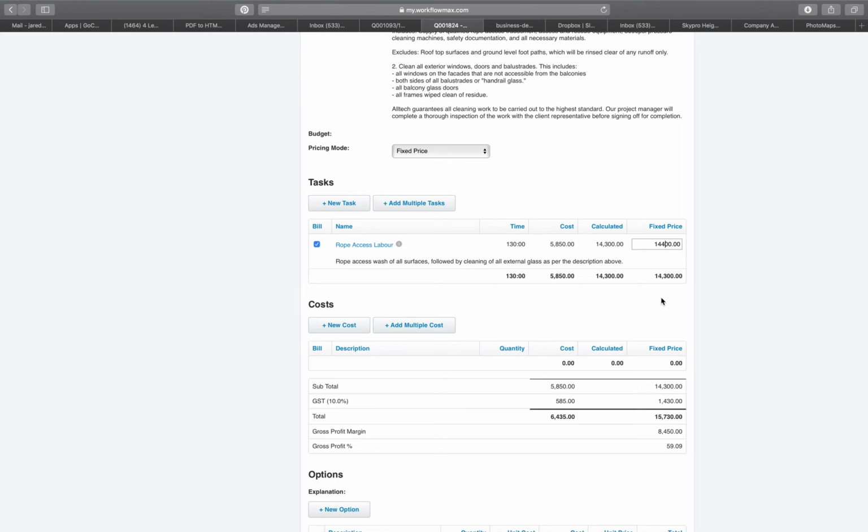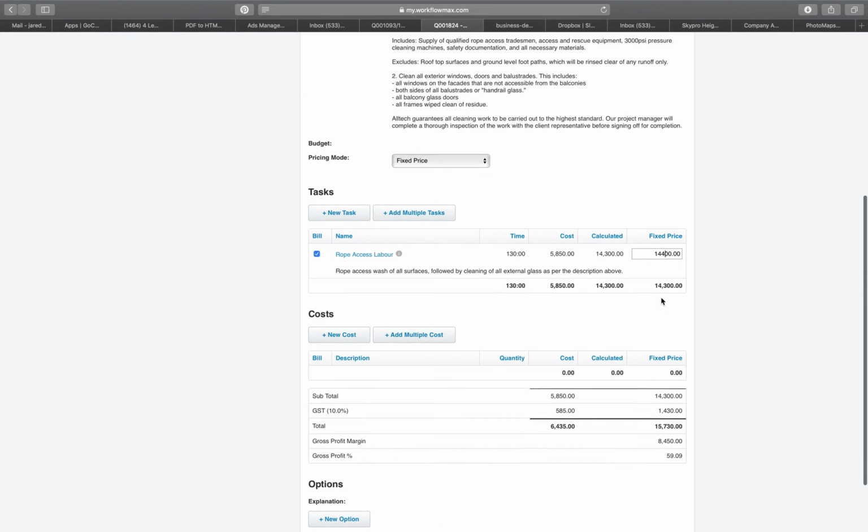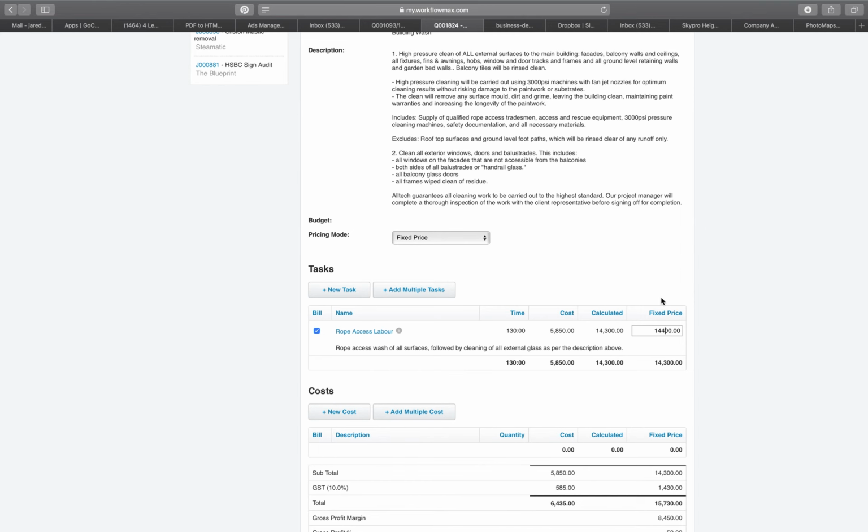But by implementing this simple strategy, square meter rate is going to get you guys out there quoting. You're not going to be relying on us estimators so much, and it's going to free up that bottleneck. You're going to be able to get back to your clients with prices a lot quicker, and it's going to free up a lot of time so we can get more quotes out.